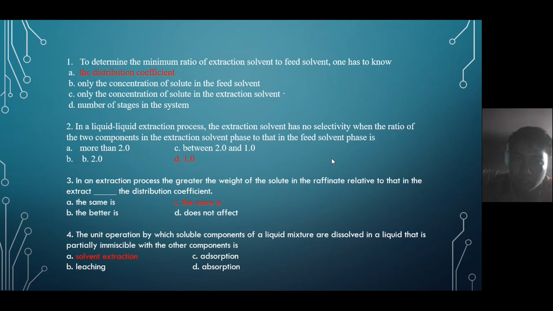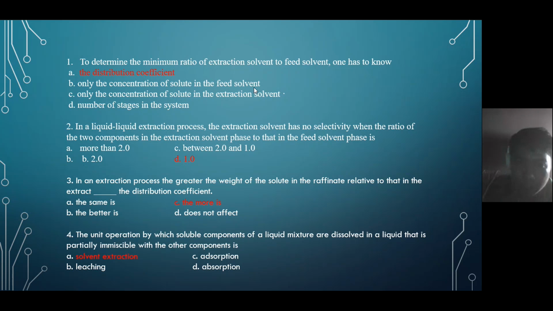Number 2. In a liquid-liquid extraction process, if the extraction solvent has no selectivity, the ratio of two components in the extraction solvent phase to that in the feed solvent phase is, of course, it should be 1. Since the ratio of the desired to undesired products in moles created in the reaction is called selectivity, there will be no separation if the selectivity is 1. So D will be our answer.